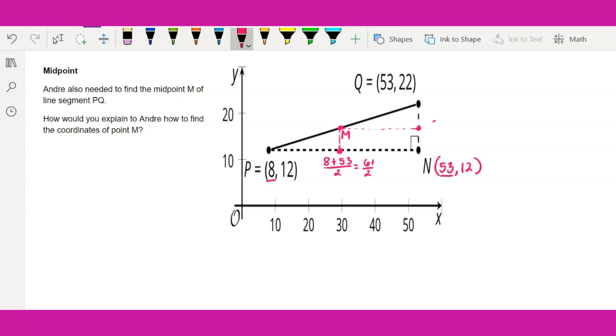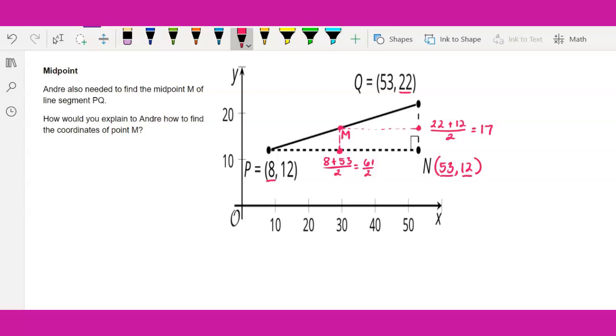Also, the y coordinate, you can just take the average of the y coordinates. It's going to be 22 plus 12 divided by 2, which is equal to, well, 22 plus 12 is 34, divided by 2 is 17.